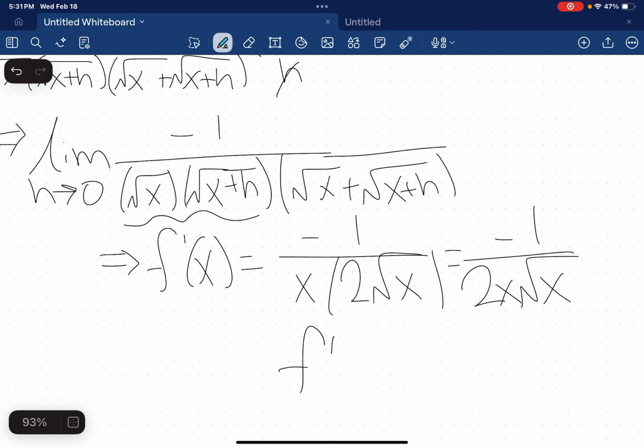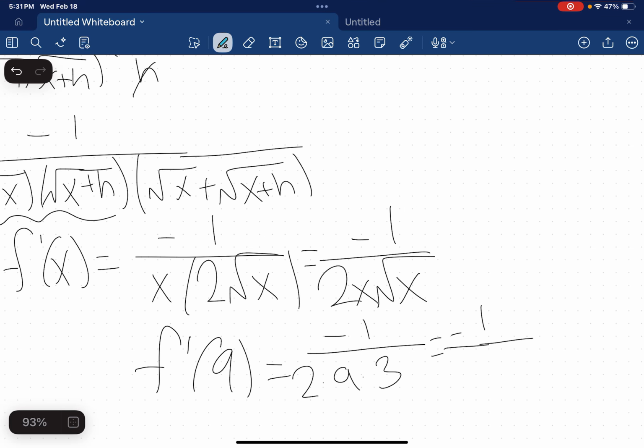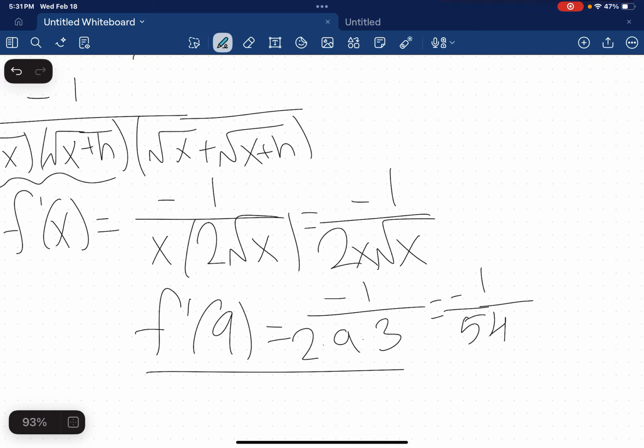Okay, and it asks us to find f prime at 9. That's just going to be negative 1 divided by 2 times 9 times root 9, which is 3, which is negative 1 over, what's that? 18 times 3, 54. There we go. Here's our answer.